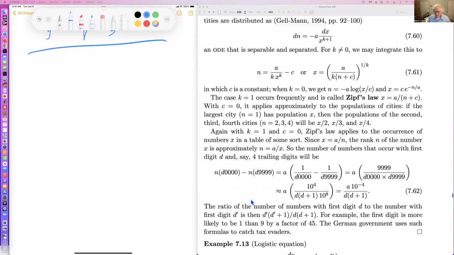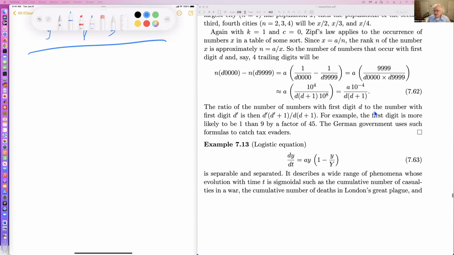And so what you find is a over d times 10 to the minus 4. I'm sorry, a 10 to the minus 4 over d plus 1. What this means is that the first digit is more likely to be a 1 than a 9 by a factor of 45.